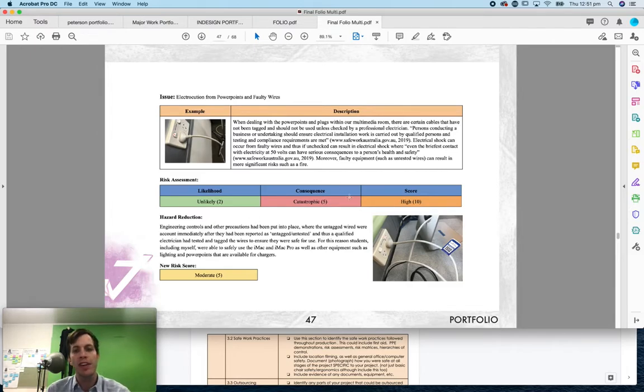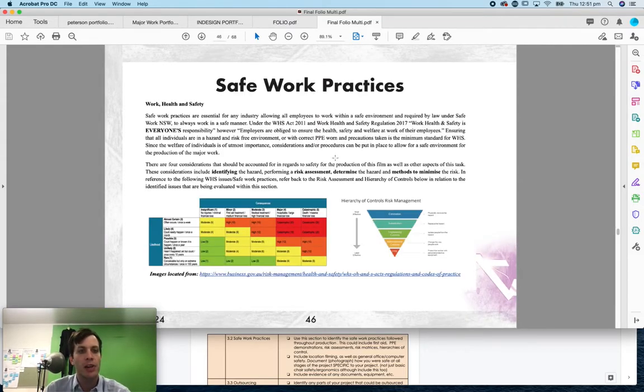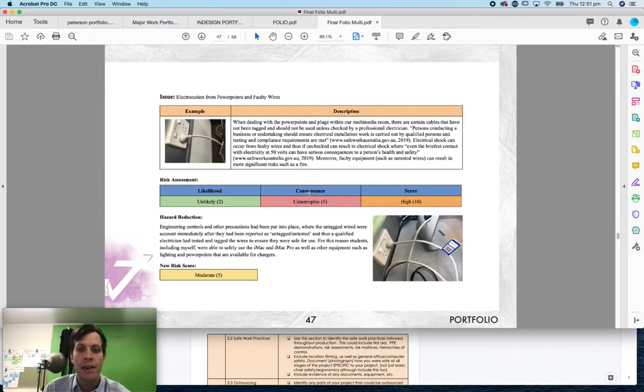So we take our risk assessment, and this student has said that that's a high score of 10. To get that, we take a look at our risk matrix and say it's unlikely to happen. That hasn't happened yet, but could happen once every 10 years. Then we move across to catastrophic, death, and we get a high 10. So we put that in here in our score, and then we need to do our hazard reduction.